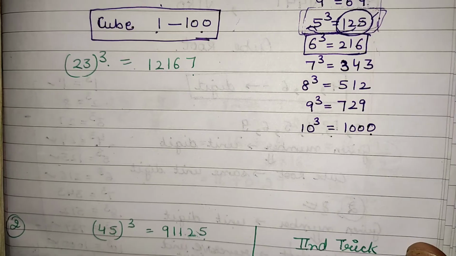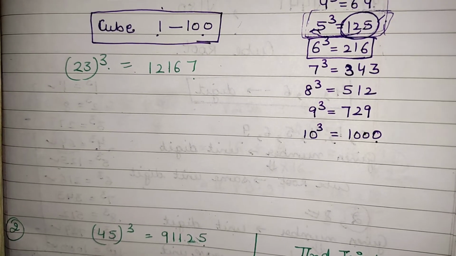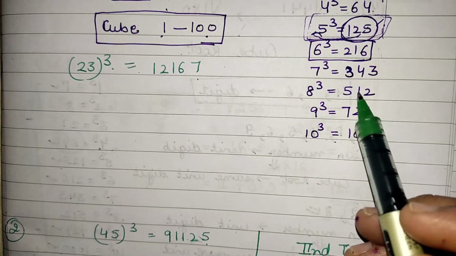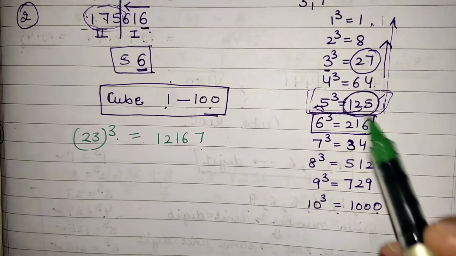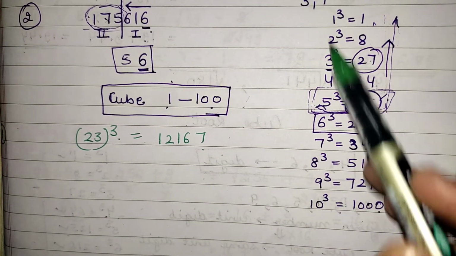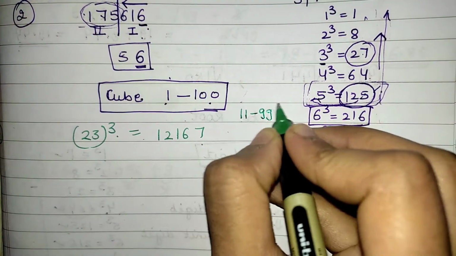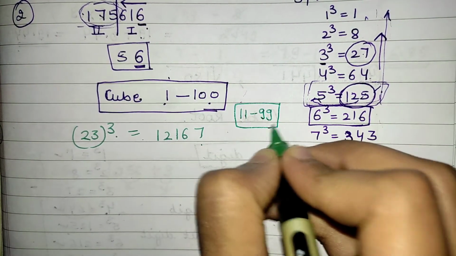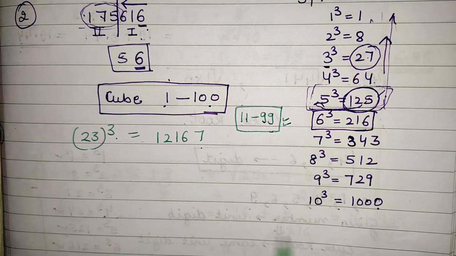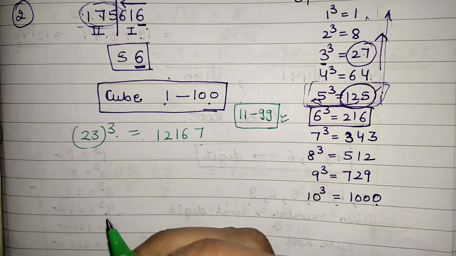Let us start today's topic, which is how to find out cubes of the numbers from 1 to 100. You know very well the cubes of the numbers from 1 to 10, so you can easily remember them. So we will start with how to find out the cubes of the numbers from 11 to 99. Let us start with today's first trick, then we will move on to our second trick.